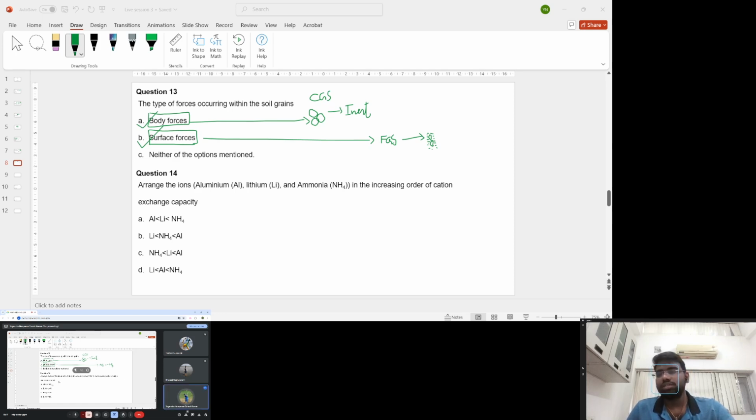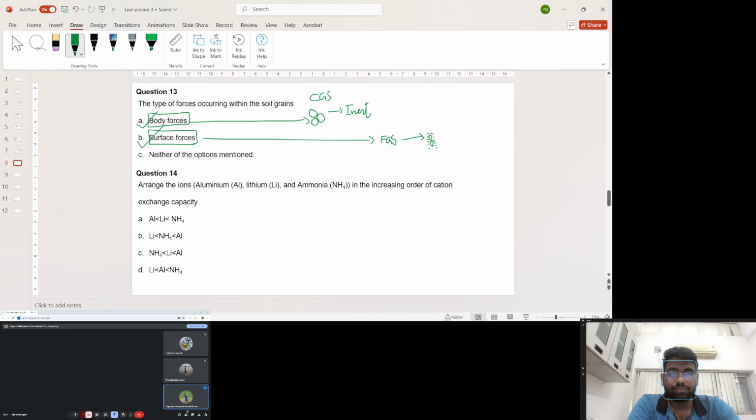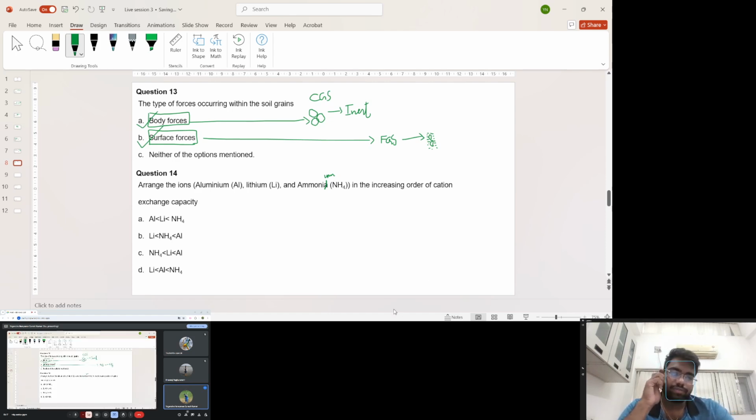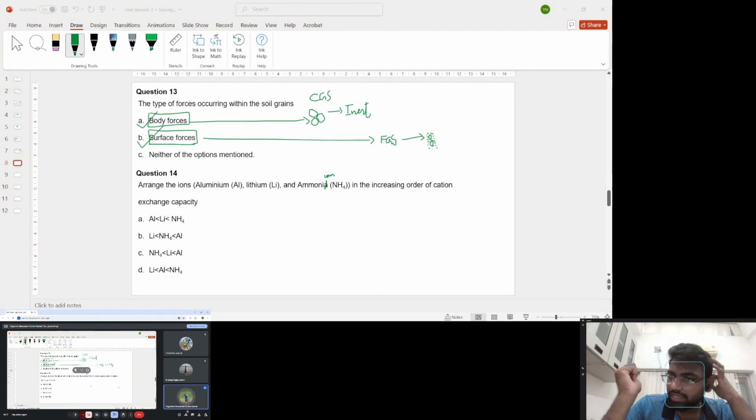Now we can move to the next question. Arrange the ions aluminum, lithium, and ammonium in the increasing order of cation exchange capacity. How will you arrange it? Which property do you see for comparing the cation exchange capacity?